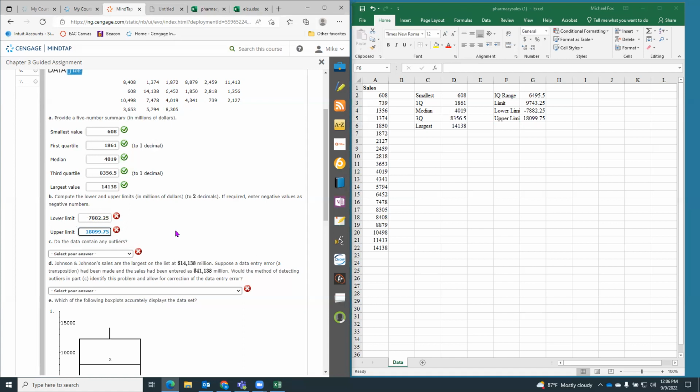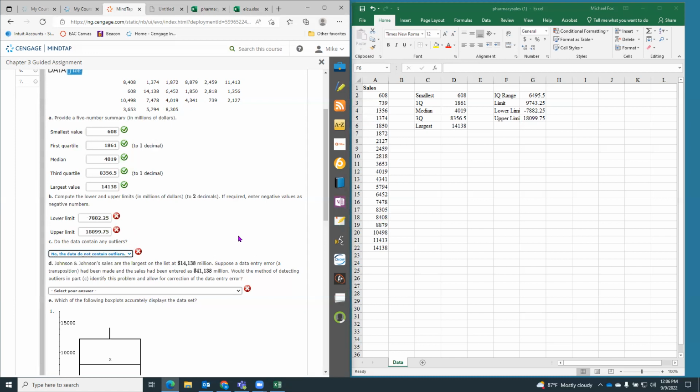So anything that would be less than negative 7882.25 or more than 18,099.75, we would call those outliers. So then the question is, does your data contain any outliers? And the answer is no, there's nothing less than negative 7882 and nothing higher than 18,099. So no, the data does not contain outliers.